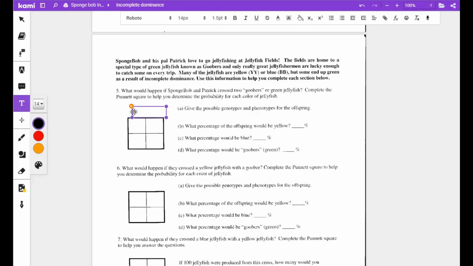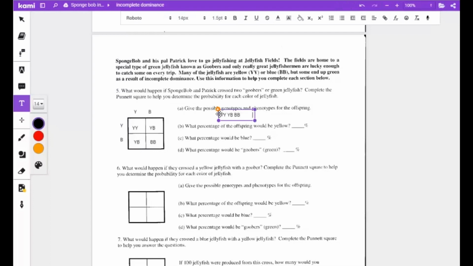Well, I have a Y here. I have a B here. We've already done this many times. It's going to have 25, 50, 25 again. Right here, we know that we have 2 big Y's. Over here, we have a YB. There's only so many combinations I can do. So what are the possible genotypes? Well, I can get a big Y, I can get a YB, or I can get a BB.